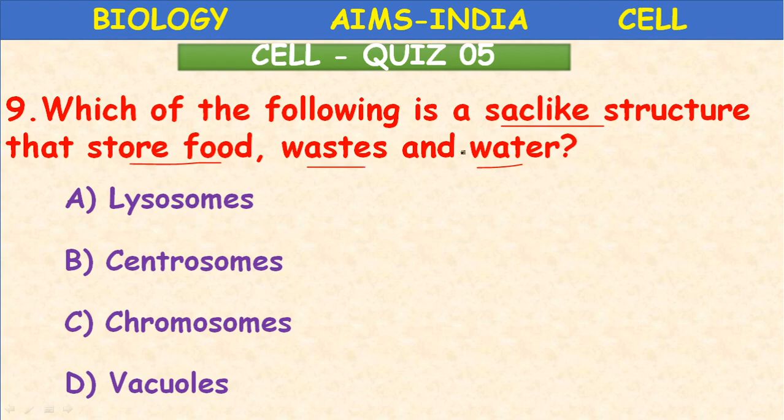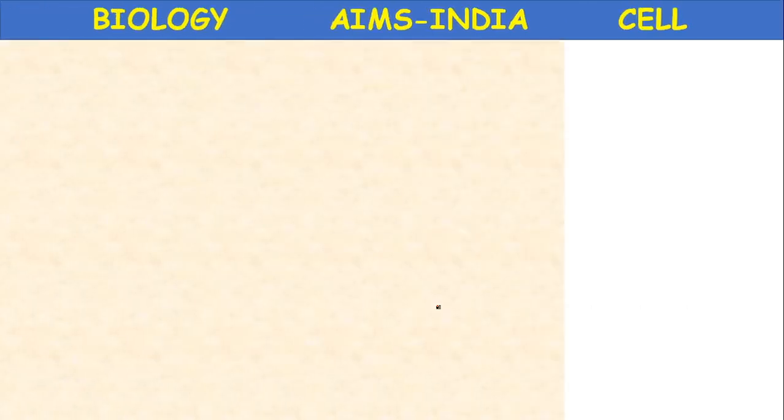So here the question is, which of the organelles store the food, waste and water? The answer is vacuoles. D. Next question.